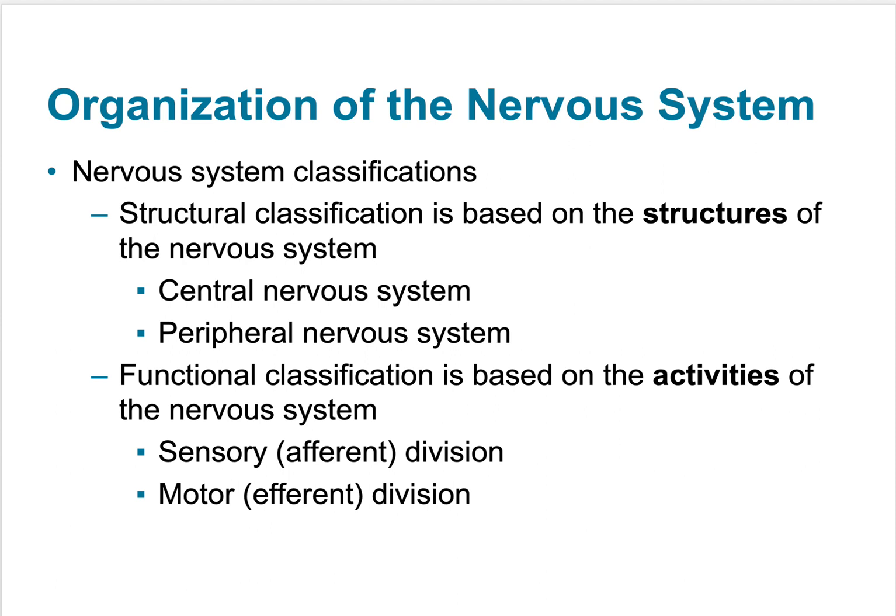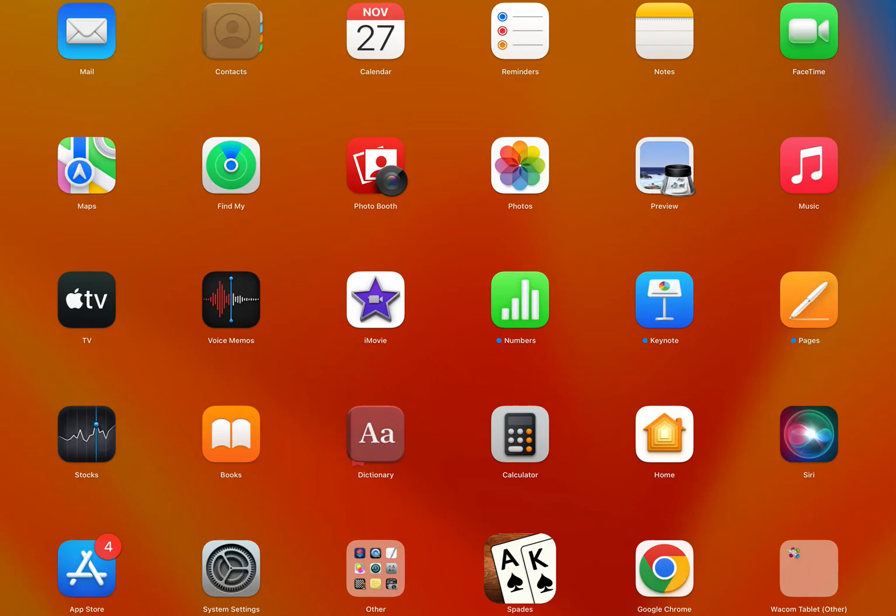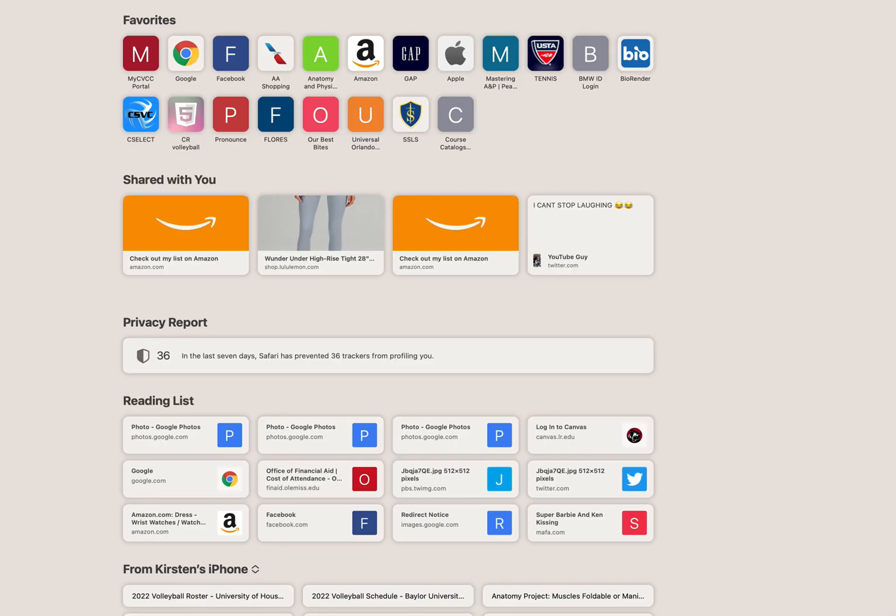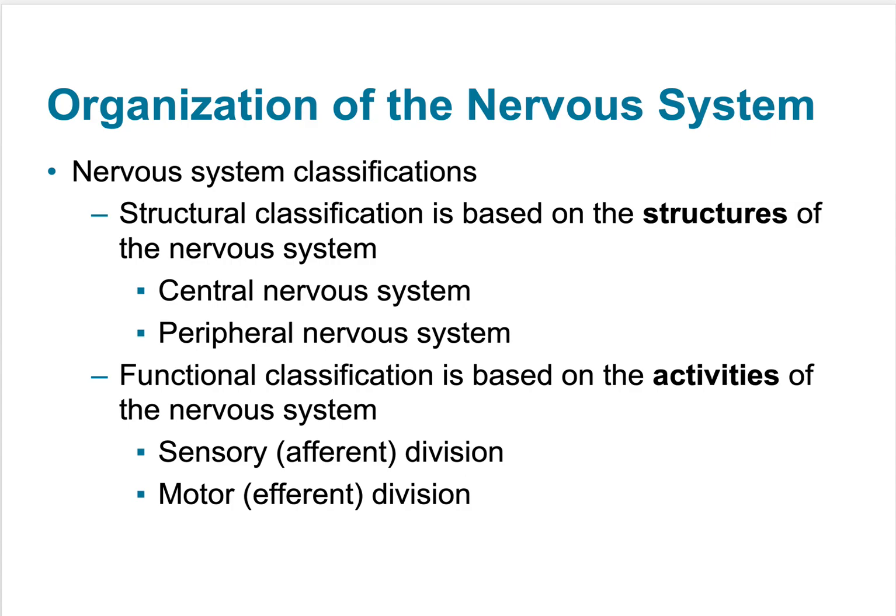Now, the nervous system is classified in 2 ways. We can classify the nervous system in a structural classification, which is just based on the structures. So we've got a central nervous system, and our central nervous system is our brain. I'm trying to get my pen to work. Come on.